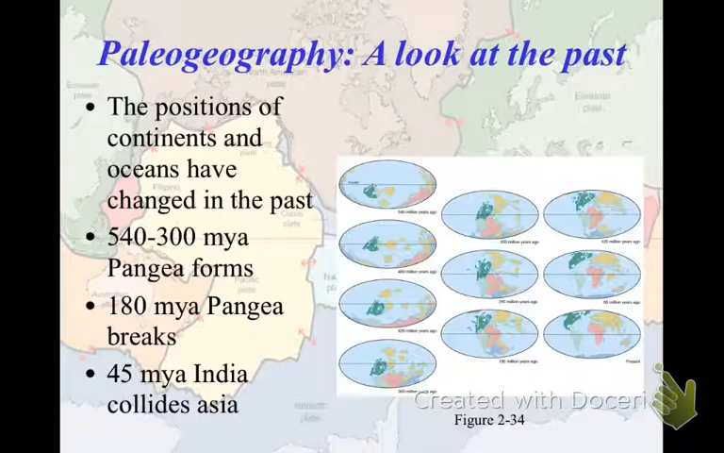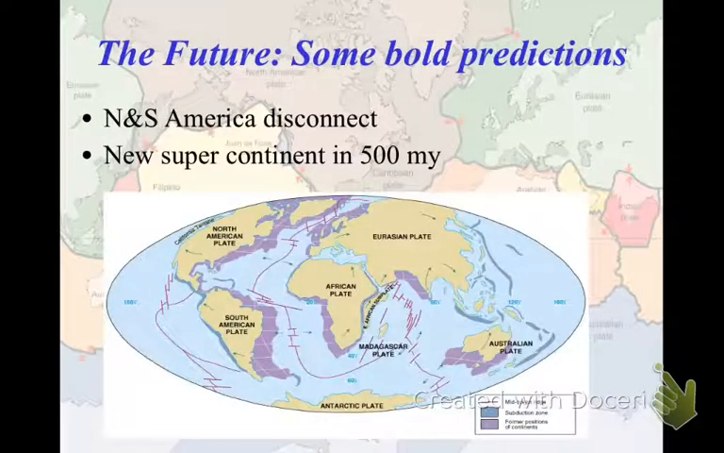So paleogeography is a science related to this, and it's the science that came about because of plate tectonics. Some of the things you should know already: 180 million years ago, Pangaea broke up. 45 million years ago, India collided with Asia. So there's a lot of study about the ancient climate and also the ancient location of plates. This matters when you're trying to figure out climate.